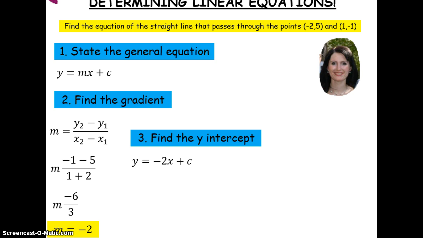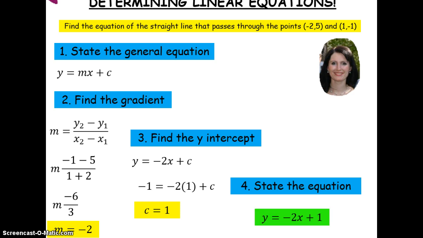We have information that when x is negative 2, y is 5, and when x is 1, y is negative 1. If we substitute one of those points in, we're going to be able to solve for c. So I'm going to choose to substitute 1 and negative 1. So y is negative 1. So negative 1 equals negative 2 times x, which is now 1, plus c. Negative 1 equals negative 2 plus c. Take the negative 2 over the other side, and we get c equals 1. We now know m and c, so we can easily state the equation, and that is y equals negative 2x plus 1.